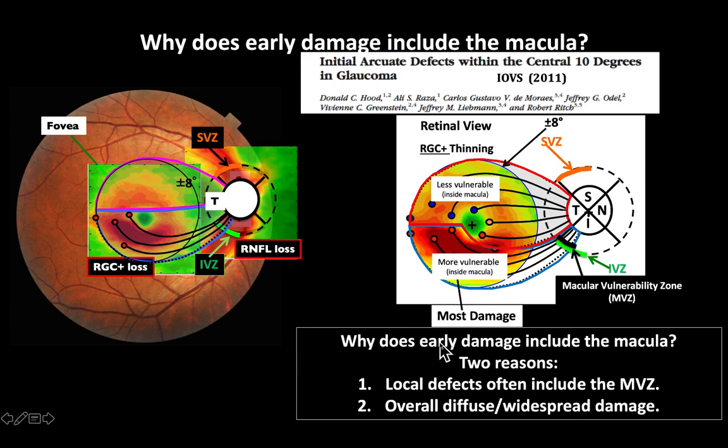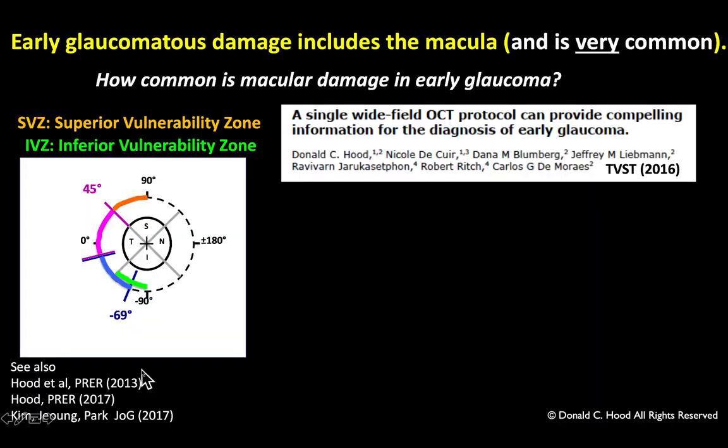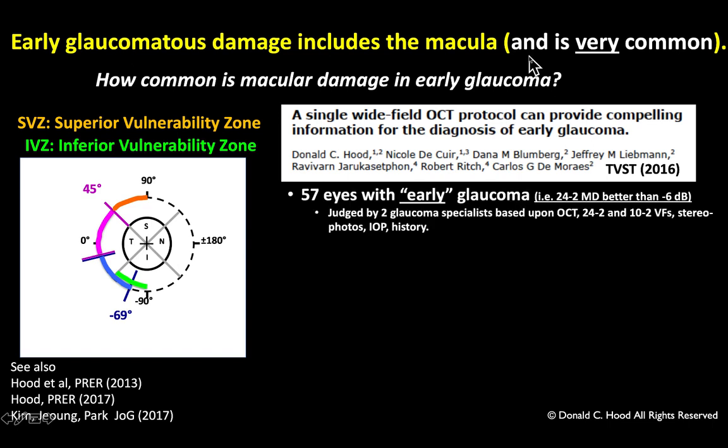So why does early damage include the macula? Well, there are two reasons. First of all, local defects often include this region here, but there's also widespread, early, very subtle damage that takes place as well that we now know about. Here's one study from Dana Blumberg and colleagues that describes that. So early glaucomatous damage includes the macula and is very common. That's one of the take-home messages.